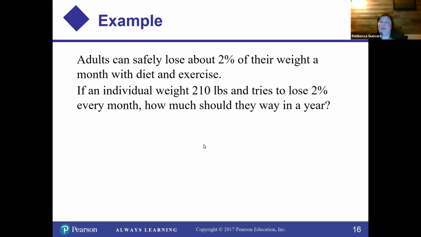So for the first example, like I said, it's not always about population. Adults can safely lose about 2% of their weight a month with diet and exercise. So it's a safe amount. So my k that I'm looking at is going to be 0.02. If an individual has an initial weight of 110 pounds, and tries to lose 2% each month, how much should they weigh in a year?